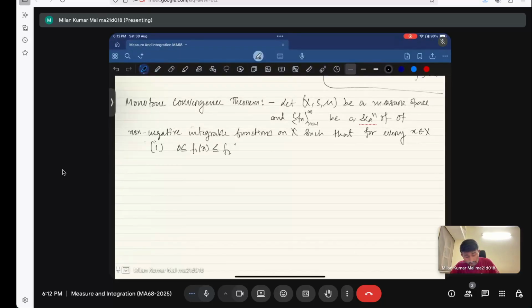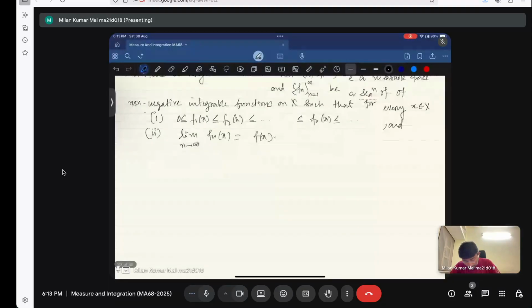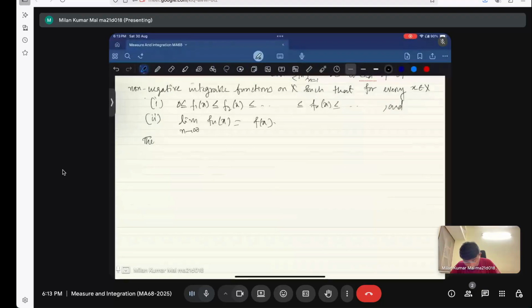So this is what the monotone convergence theorem is saying: f_n(x) is less than or equal to the next, and this will hold. And the second condition is that limit n tends to infinity, f_n(x) converges to the function f(x). If we have these two conditions, then limit n tends to infinity of the integral of f_n d mu is equal to the integral over X of f d mu. So this is the monotone convergence theorem.